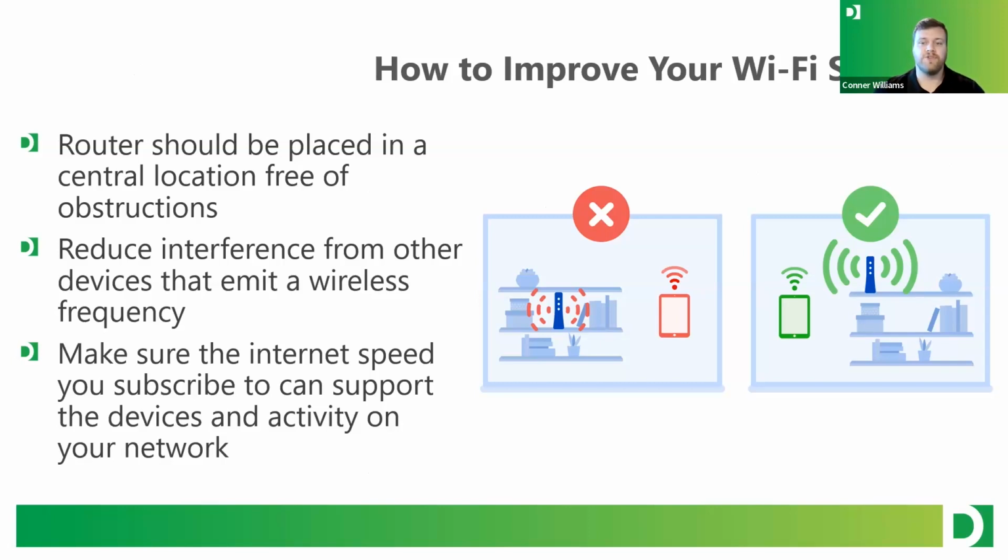The next tip is to try and reduce interference from other devices that emit a wireless frequency, like those baby monitors, garage door openers, things like that. And some of the new routers, like the ones DataVision is using, can help to manage that for you automatically. And finally, and this is a big one, make sure you've got enough internet speed coming into your home to support all of your devices.